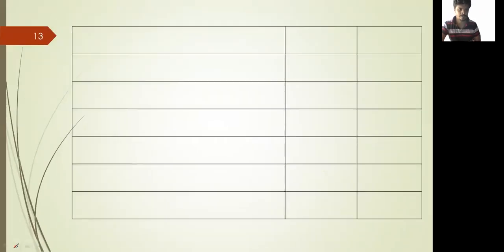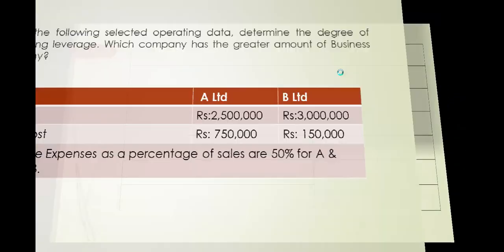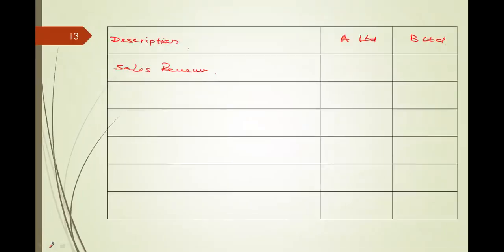Okay, let's calculate here. Company A Limited and B Limited. First, we need to calculate the earnings before interest and taxation. For that, we need to deduct expenses from the revenue. So here, sales revenue. Company A sales revenue has been given as 2.5 million and company B 3 million.